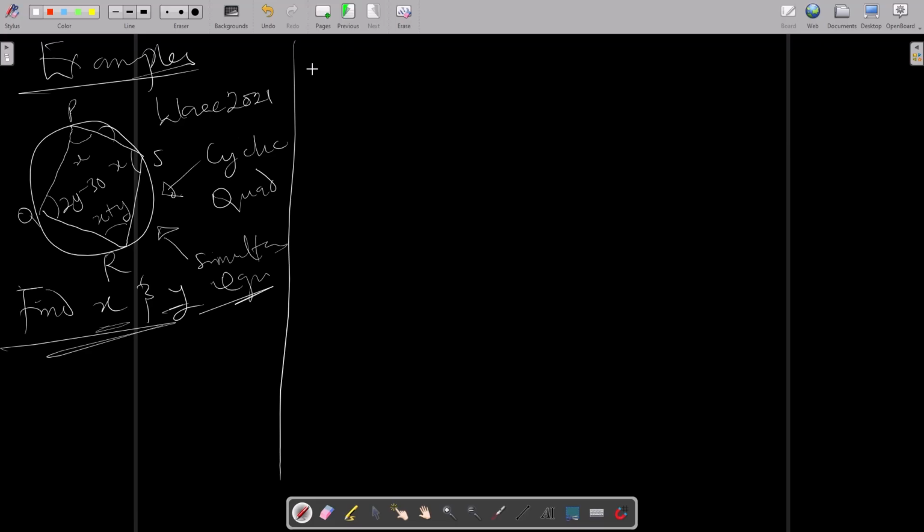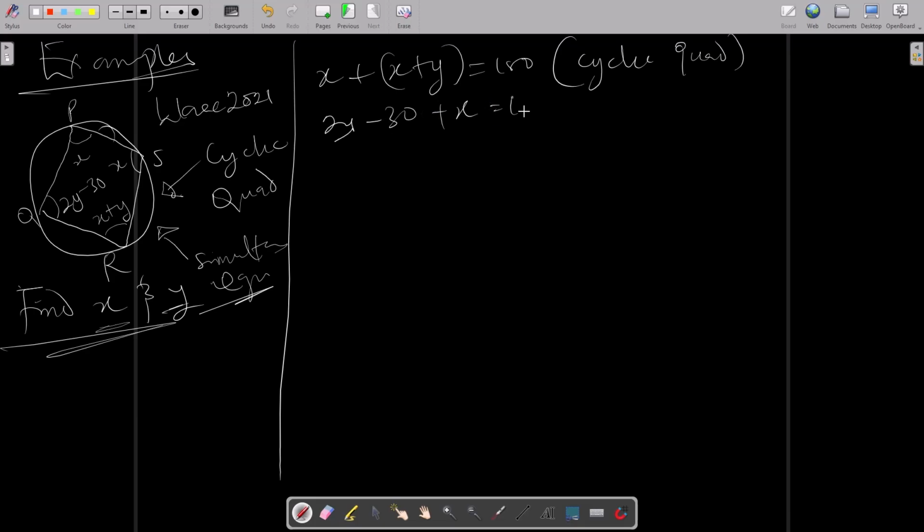So let's start. We do x plus 2y equals 180, cyclic quadrilateral. Then 2y minus 30 plus x equals 180. There are two ways you can do it. The way I do my simultaneous equations, I have a funny shortcut: I make x the subject of the formula here and here, equate both equations, then I get my y. Or I do the elimination method. For the sake of time, I'm going to do the elimination method.